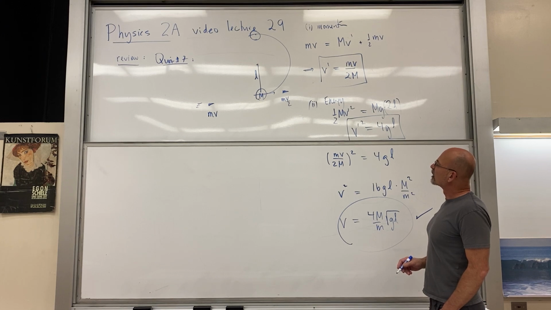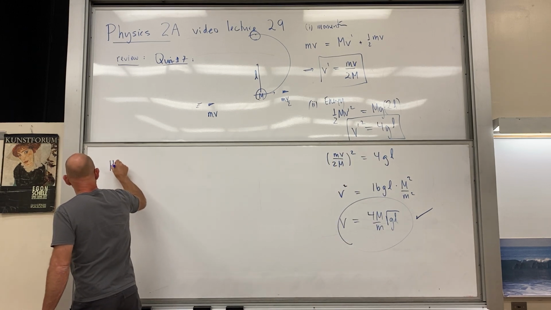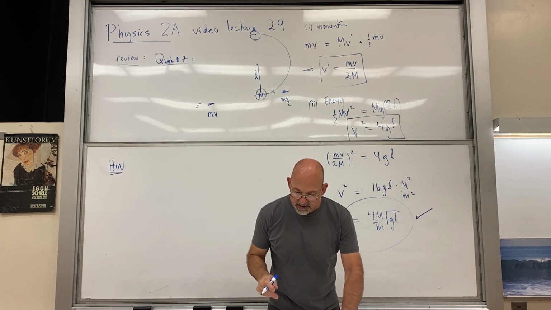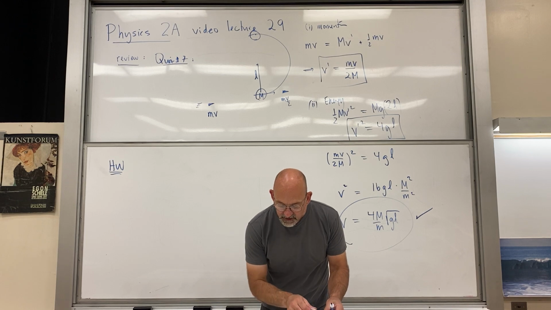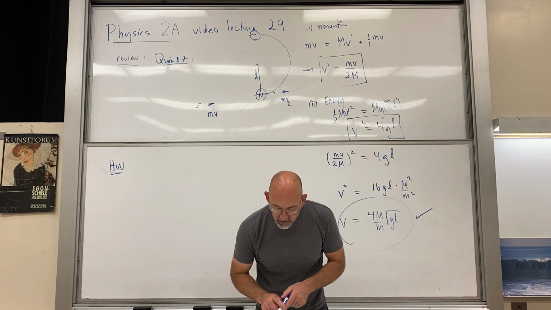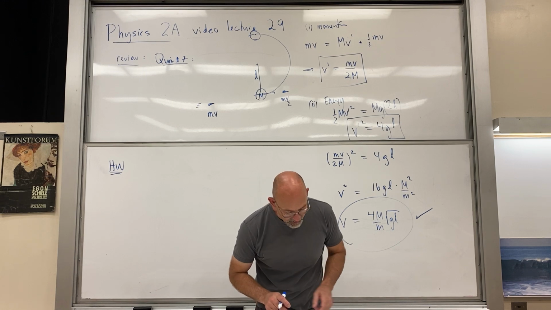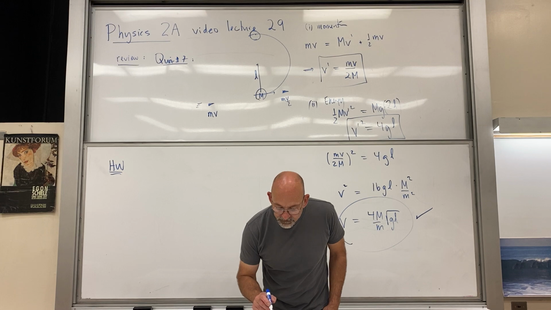Now there was a homework problem. It's an older homework problem. I think it's been turned in by now. Let me try to find, was that the unwinding spool problem? So that was problem 90. Pretty sure I assigned that.